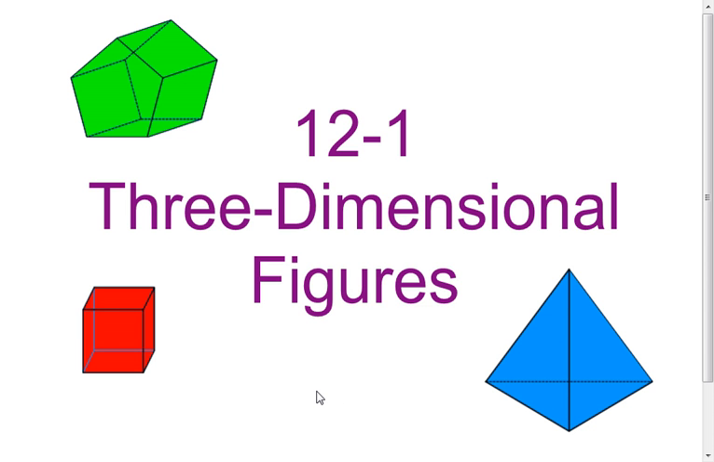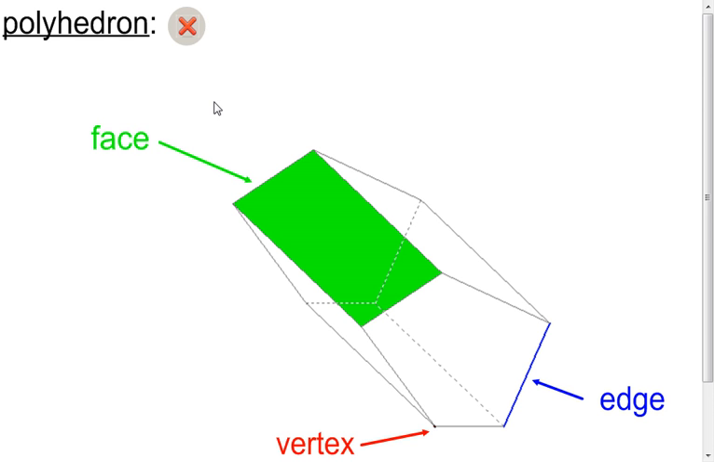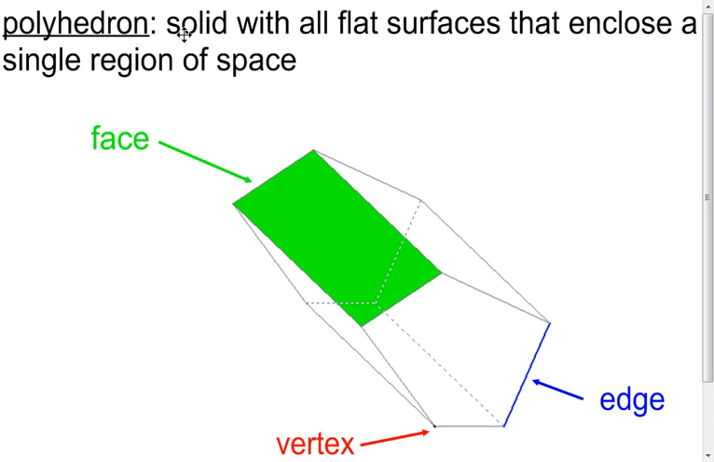In this lesson I'm going to talk about three-dimensional figures, as you can see. And the first three-dimensional figure that we're going to talk about is the polyhedron. Now a polyhedron is a solid, in other words it's a three-dimensional figure, where all of the faces are going to be flat surfaces, and they enclose a single region.